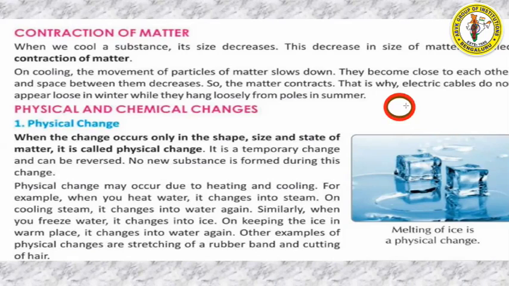So when this iron ring has expanded, they will insert this wooden wheel inside the ring. And then they will pour water on the iron ring. When they pour the water on the iron ring, it contracts. That's what they're going to tell you. See here, when we cool a substance, its size decreases. When they pour the water on the wheel, it will decrease in size.